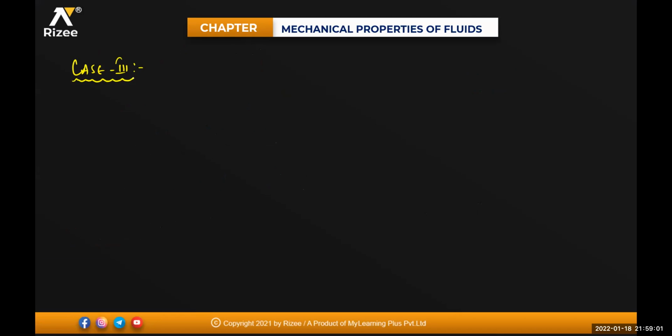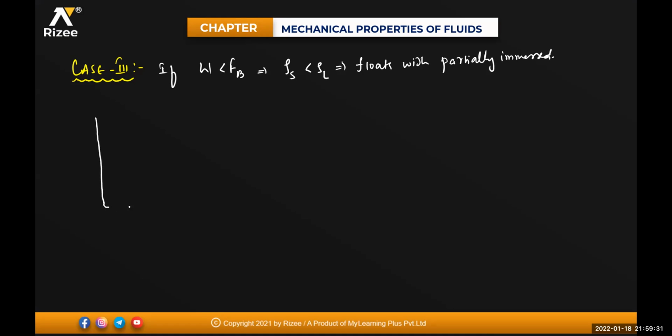Case number 3. If the weight of the body W is lesser than the buoyant force, that means the density of solid is lesser than the density of liquid. That means it floats, partially immersed. Clear? Something like this. These cases are very important for your examination.